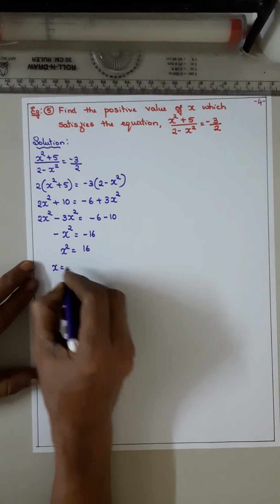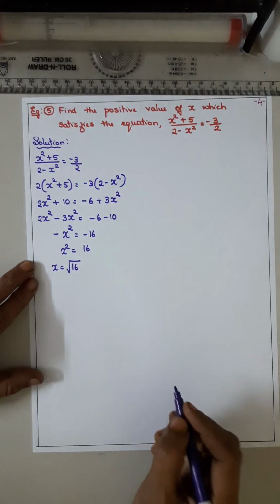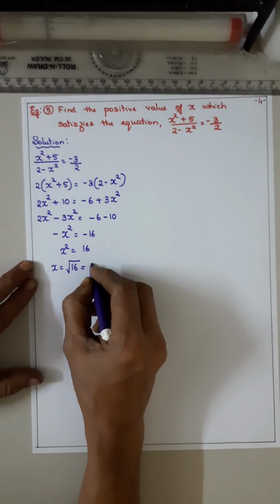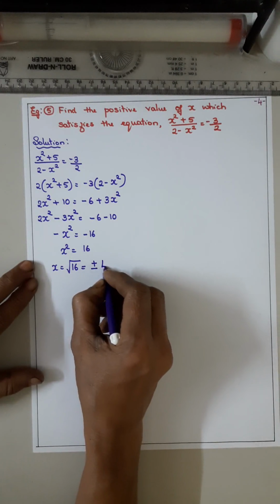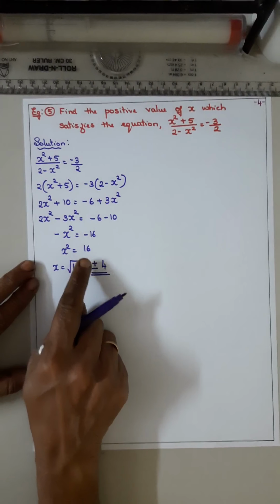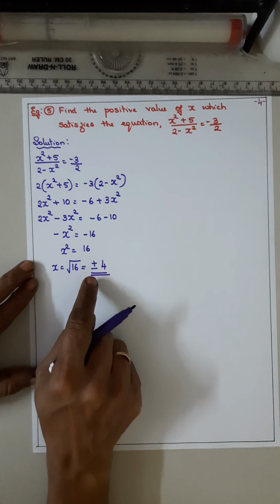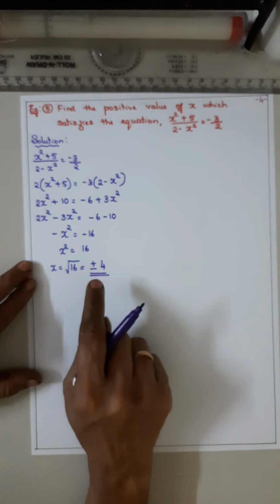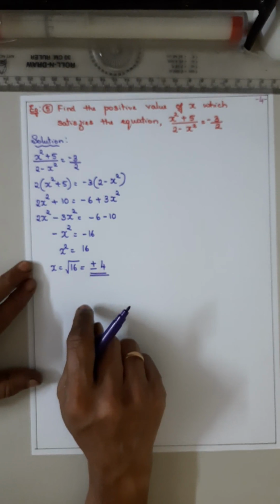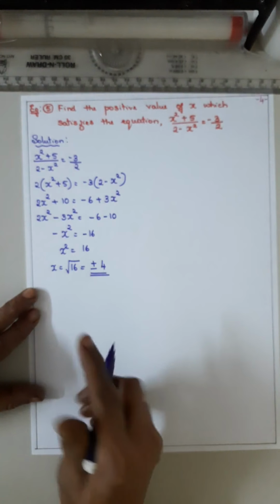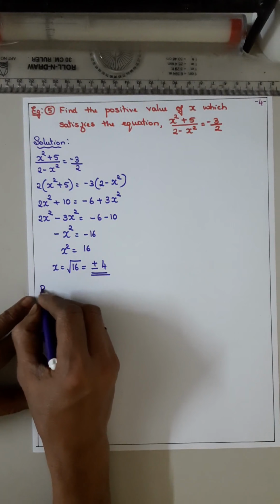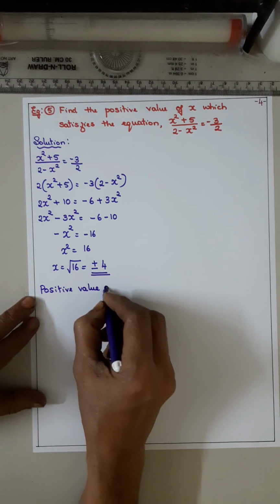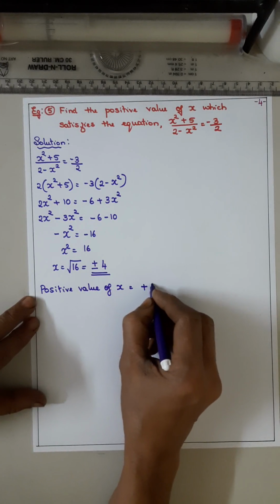So x will be square root of 16. है ना? So square root of 16 will be how much? Either plus or minus 4. See, this is plus 4 or minus 4. Plus or minus 4. Why? Plus 4 into plus 4 is 16. Minus 4 into minus 4 is 16. But they have told positive value. So, positive value of x is equal to plus 4.